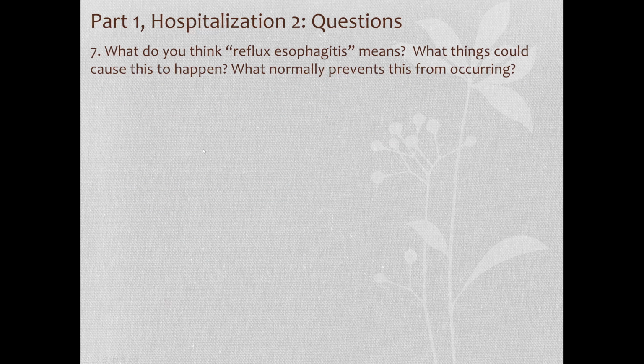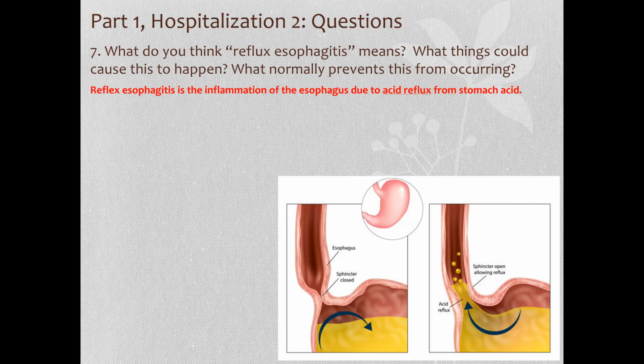Number 7, what do you think reflux esophagitis means? What things could cause this to happen, and what normally prevents this from occurring? So reflux esophagitis is the inflammation of the esophagus due to acid reflux from stomach acid. Normally you have the lower esophageal sphincter that closes to keep the acidic chyme that is in the stomach from coming back up into the esophagus. You also typically have high alkaline mucus production by the cardia region of the stomach.